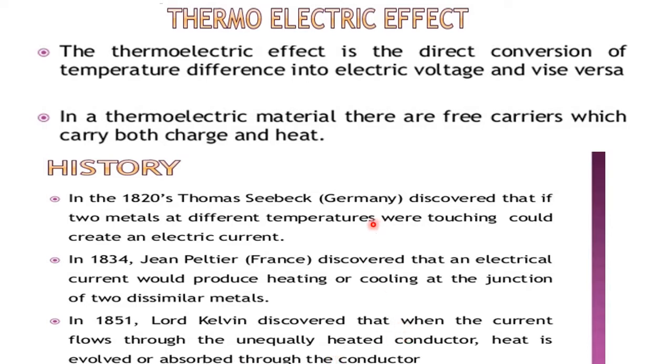So there are three important effects which are responsible for producing an electric current through a temperature difference. We'll take them up one by one. First is the Seebeck effect, second is the Peltier effect, and third is the Thomson effect. So let us move to the first effect, which is known as the Seebeck effect.